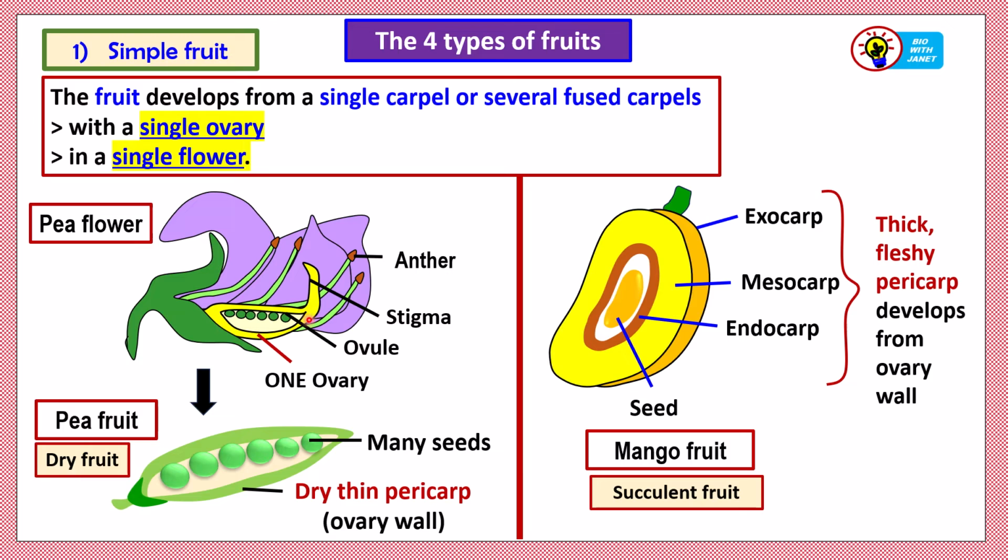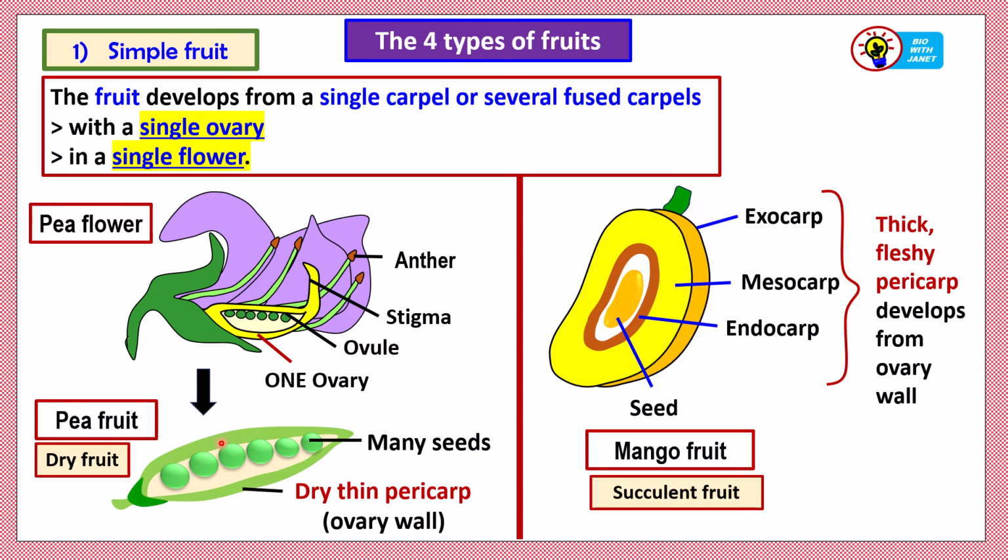Now, here is the structure of the pea flower. You can see that there's only one flower involved. It has a single ovary, which is the yellow part here. It has many ovules that form many seeds, right? So after fertilization, the pea fruit is formed.